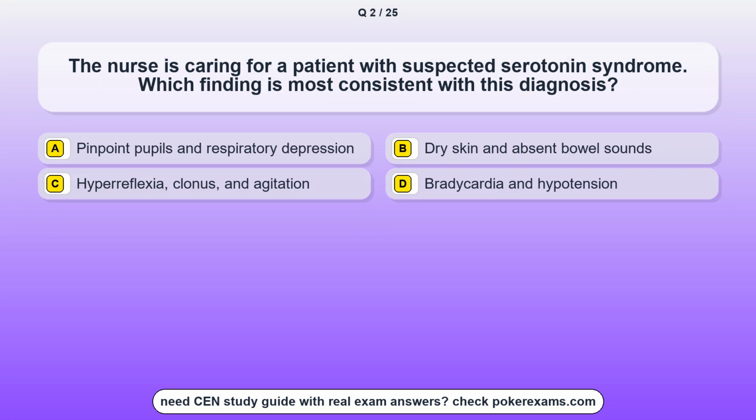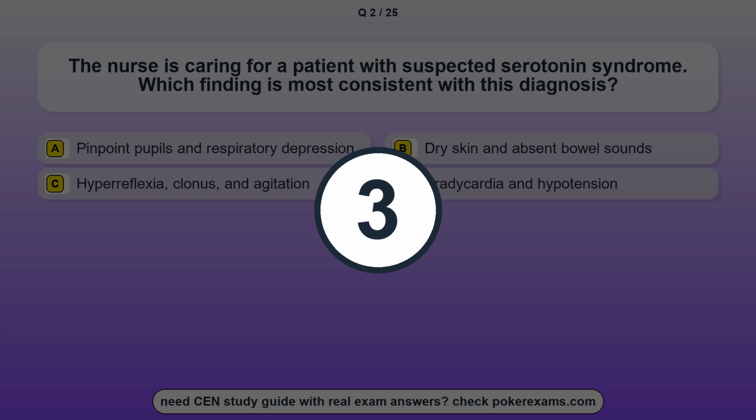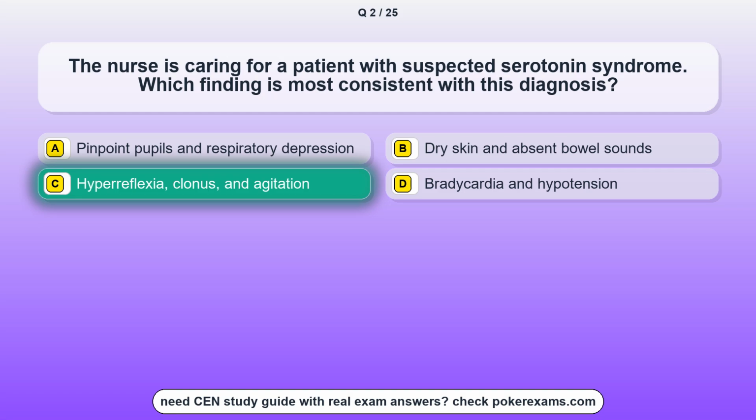Question 2. The nurse is caring for a patient with suspected serotonin syndrome. Which finding is most consistent with this diagnosis? Option A, pinpoint pupils and respiratory depression. Option B, dry skin and absent bowel sounds. Option C, hyperreflexia, clonus, and agitation. Option D, bradycardia and hypotension. The correct answer is option C, hyperreflexia, clonus, and agitation.